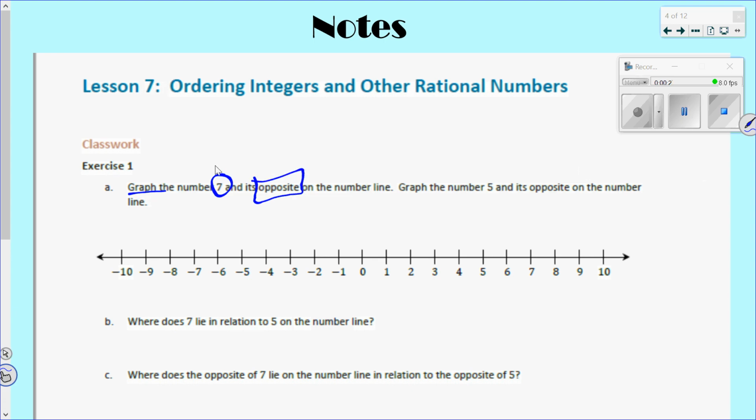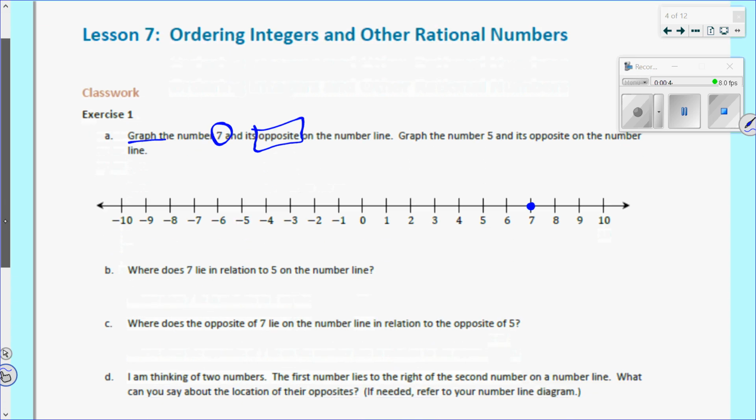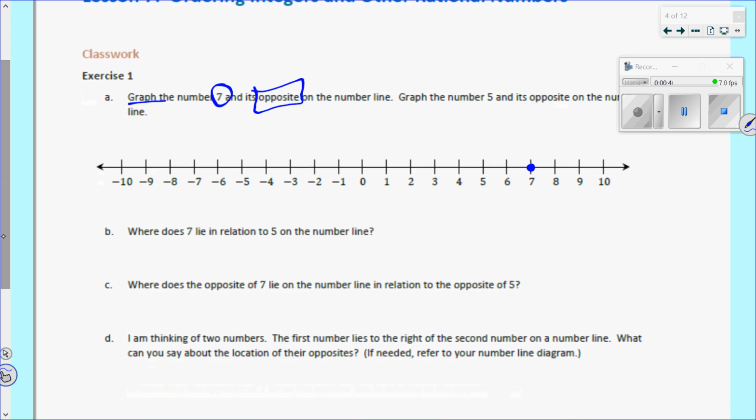So where would 7 be? On the right. So again, when I graph a number, the dot should be directly on the number line, not above, not below. It basically should be closed in because I'm showing that that is where the number is. And it should be right at the 7. Where would its opposite be? 7 to the left, or negative 7. So I put the dot right there.